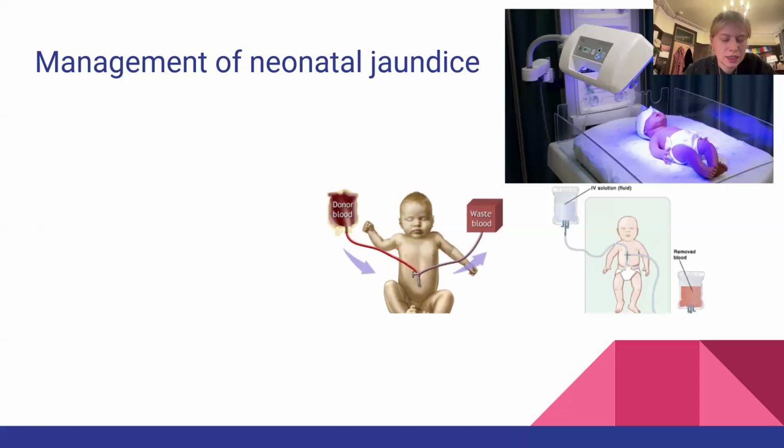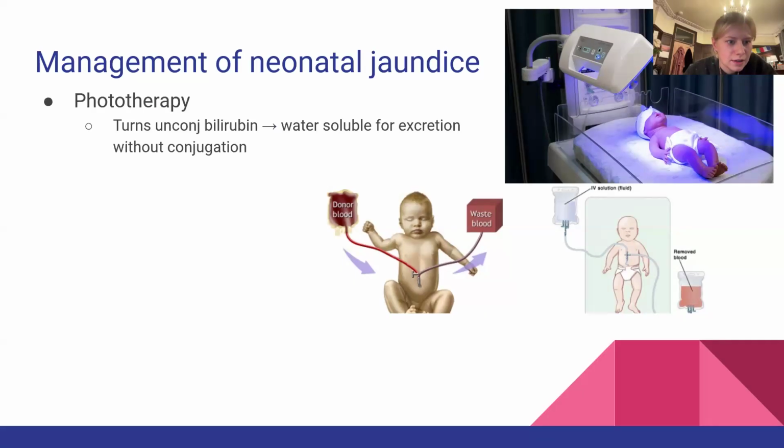So management, as we said, is dependent on the levels that you measure. The first thing that you might do is phototherapy. This is the mainstay treatment of jaundice. The idea is you want to turn your unconjugated bilirubin, via phototherapy, into a form that becomes water soluble without conjugation from the liver. When it becomes water soluble, it's able to be excreted by the kidneys in urine, and therefore the levels will go down in your serum. So that's the mainstay treatment.